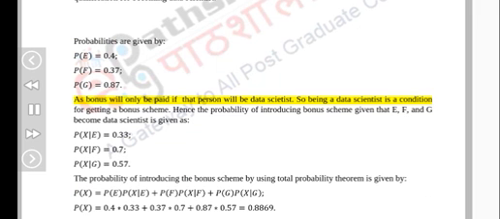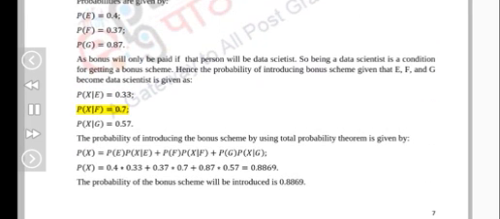As a bonus will only be paid if that person is a data scientist, being a data scientist is a condition for getting a bonus scheme. Hence the probability of introducing the bonus scheme given that E, F, and G become data scientists is given as P(X|E) equals 0.33, P(X|F) equals 0.7, P(X|G) equals 0.57. The probability of introducing the bonus scheme by using the total probability theorem is given by P(X) equals P(E)P(X|E) plus P(F)P(X|F) plus P(G)P(X|G).